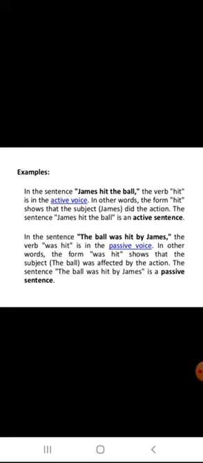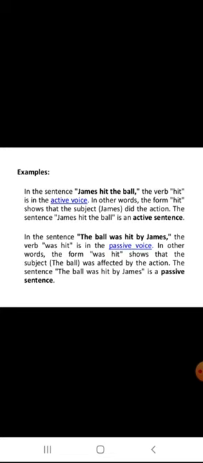In the sentence, James hit the ball, the verb hit is in the active voice. In other words, the form hit shows the subject James did the action. Here, in hit, who is doing? James. He is doing the hitting. So, the sentence James hit the ball is an active sentence.